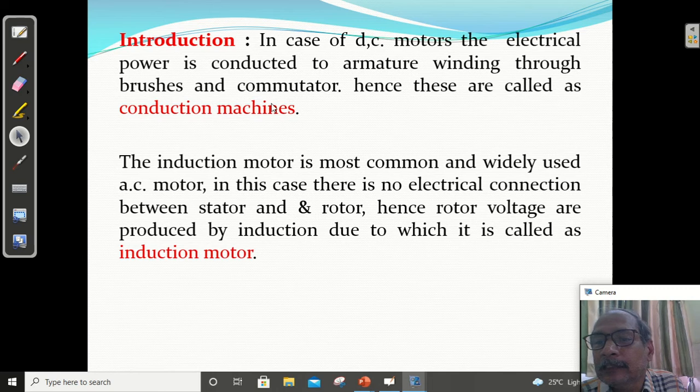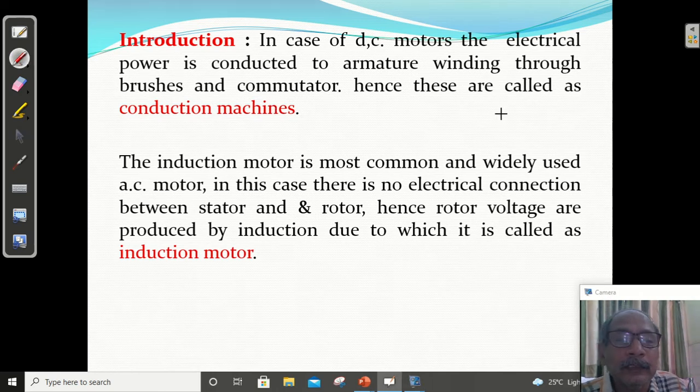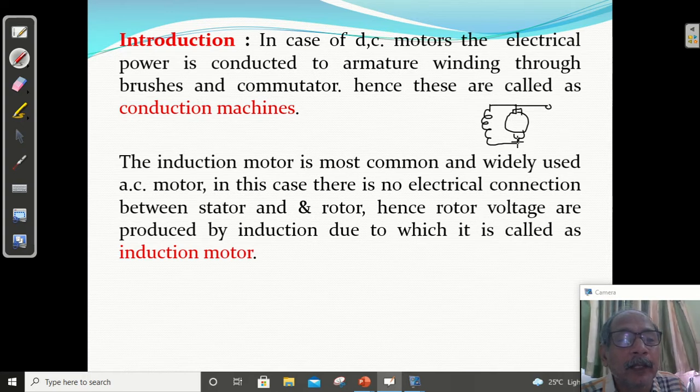If you see in case of DC machine, this is the armature winding, and this is the field winding, and both are connected in series or parallel. Here it is connected in parallel and this is the supply. As you connect the DC voltage, current will flow. This is called the line current, and out of this, armature will take IA and field will take IF. So this machine is known as conduction machine because conduction of current is there.